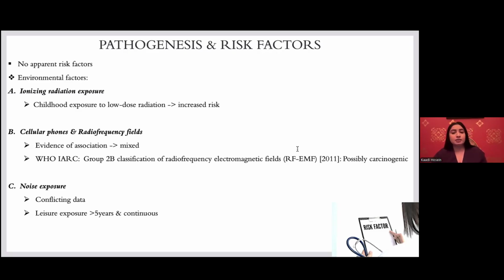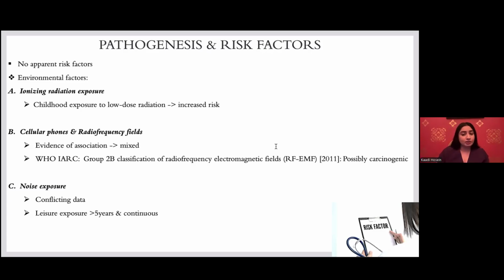Similarly, the analyses considered changes in incidence rates over time, prevalence of mobile phone use, and latency period, providing new support for causal associations. Even so, in 2011, the WHO International Agency for Research on Cancer classified radiofrequency electromagnetic fields as group 2B, meaning possibly carcinogenic to humans.